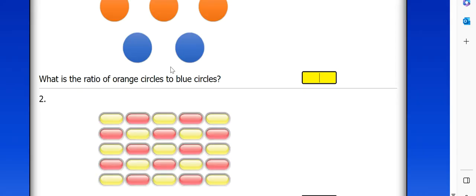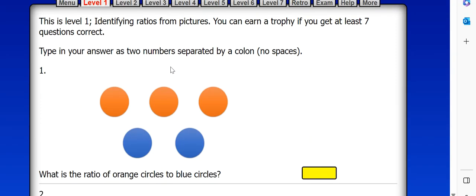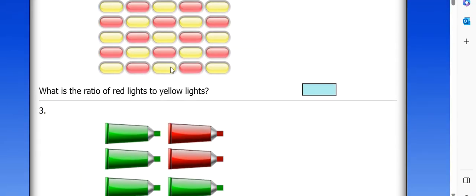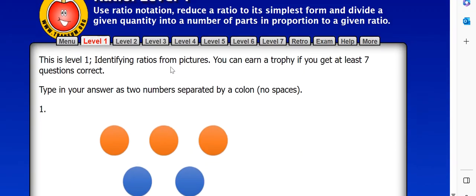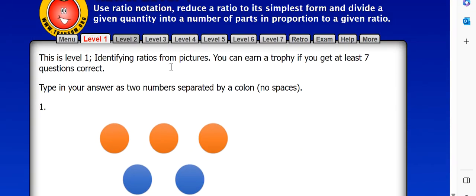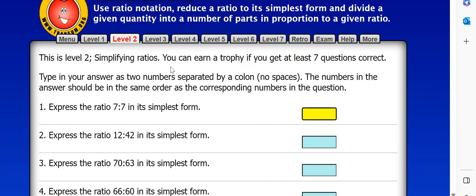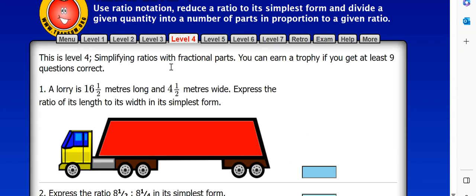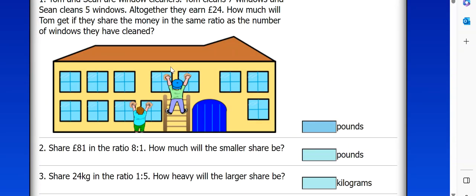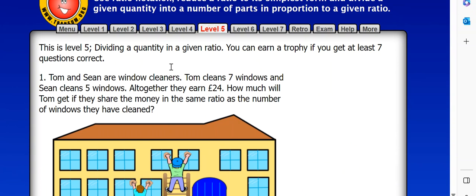Click on that. Now, level 1 is really easy. Time for you to wake up. Level 2, simplest form, but then it goes quite quickly into putting it into other things like decimal fractions, that kind of thing, it gets harder, and then it goes into sharing ratios, which we haven't done yet.